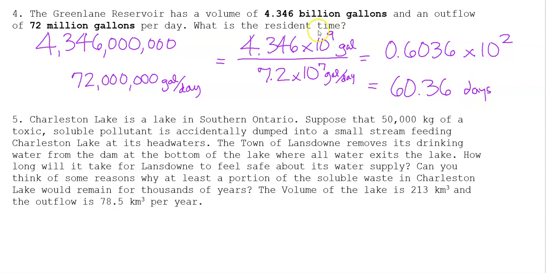This is going to be days because we're talking about residence time. So if it's a time, it's going to be days, something like that. Okay, now I'll quickly show you how to do this without actually using scientific notation.